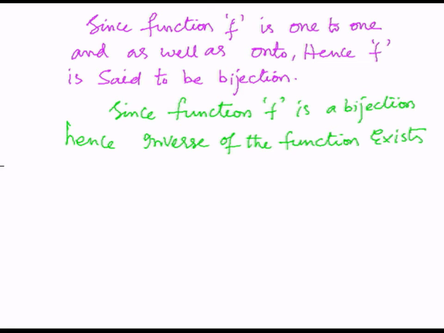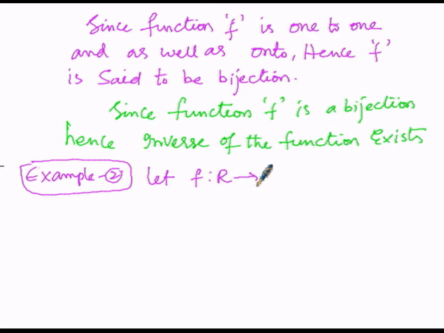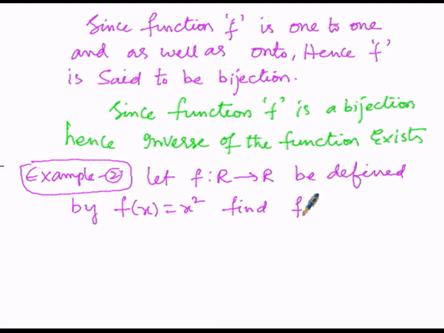So here now let us illustrate one more, that is the second illustration, example number 2. Let the function f from R into R be defined by f of x is equal to x square. Then we have to find out the value of f inverse of 25.